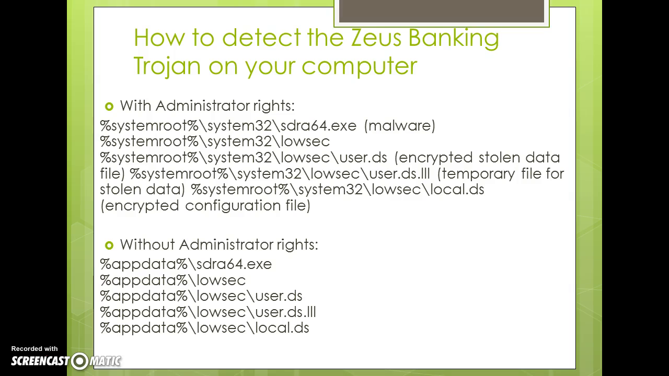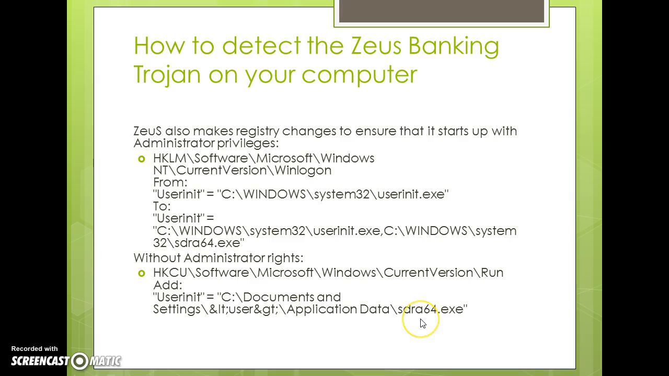How to detect the Zeus banking Trojan on your computer? Computers infected with Zeus will have the following files and folders installed. The location depends on whether the victim has administration rights or not. The files most likely will be hidden; they will have the hidden attribute set to hide them from casual inspection. Also, Zeus makes a registry change to ensure that it starts up with administration privilege every time the computer is powered on.